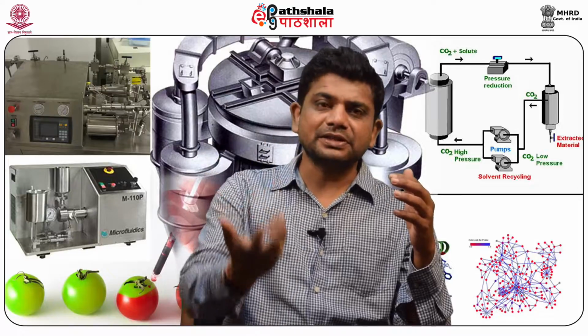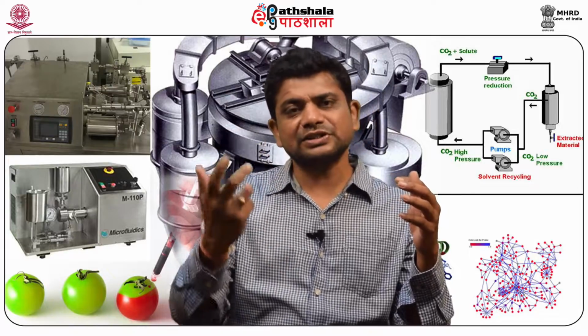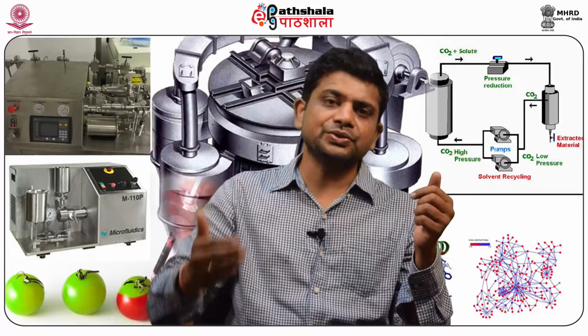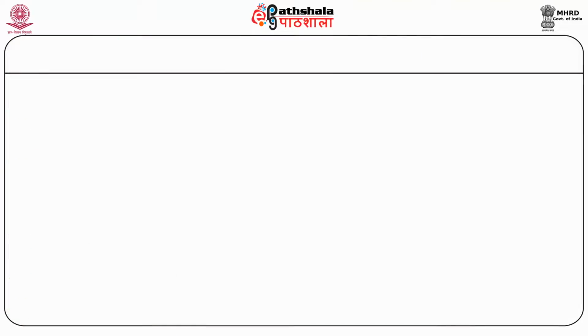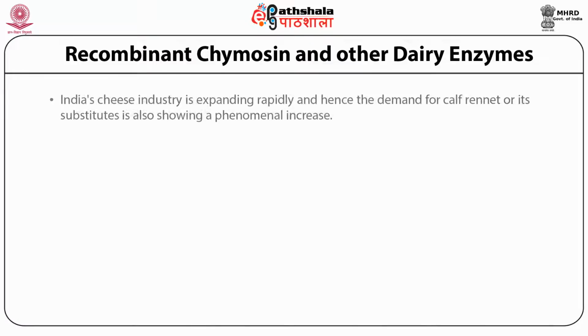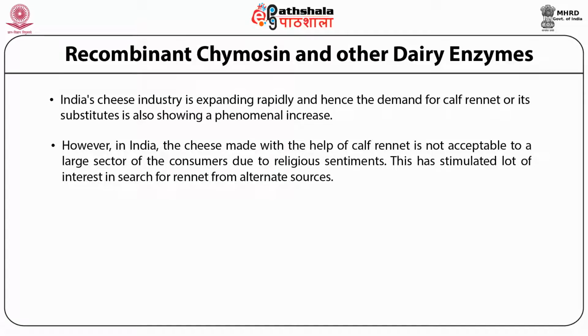One of the examples is recombinant chymosin. Chymosin is an enzyme called rennet, which is generally used during cheese making. For recombinant chymosin and other dairy enzymes, India's cheese industry is expanding rapidly, and hence the demand for calf rennet or its substitute is also showing a phenomenal increase. However, in India, cheese made with the help of calf rennet is not acceptable to a large sector of consumers due to religious sentiments.